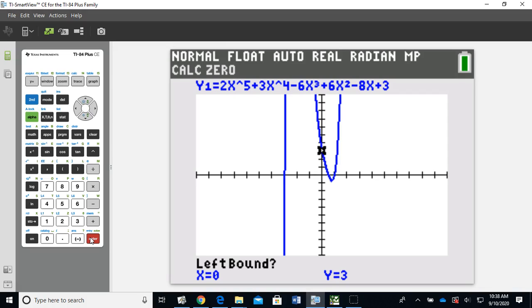Okay? So I need to be to the left of it. I hit enter. I scroll over to the right, but I don't go so far. You can't go past. See, that would be too far because I passed the other zero. Okay? You don't want to pass the other zero. So there you go. Enter, enter, and it is 1/2 like we thought. Okay? All right? Any questions?